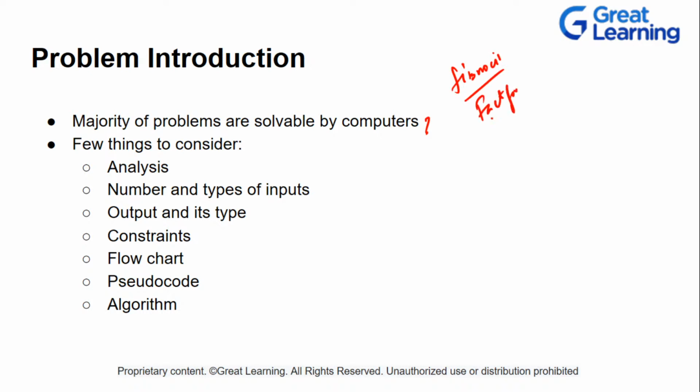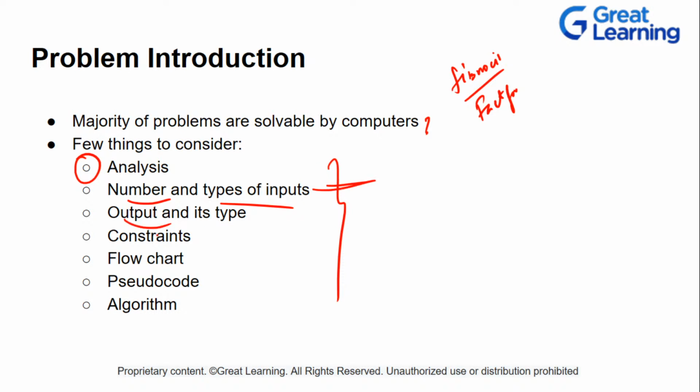Okay, so what are the things that you should first analyze? These are the things that you should analyze in a problem. First, you should do the analysis. What is analysis? I will talk about it. Then, what is the number and the type of inputs? What is the input type? Is it a float? Is it an int? Is it a char? Is it a string? Anything, depending upon your language. Okay, so you just look for these two steps first.